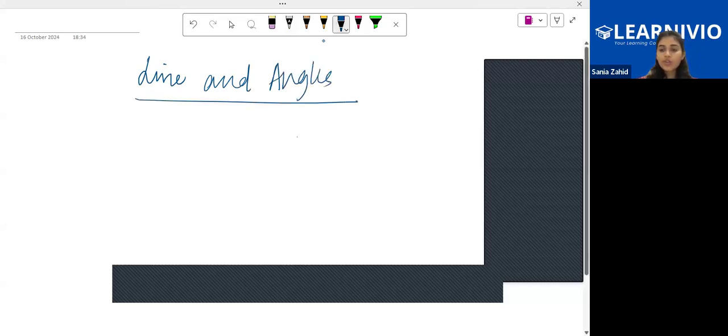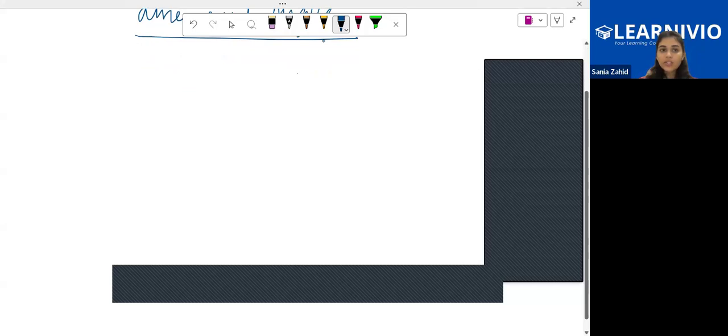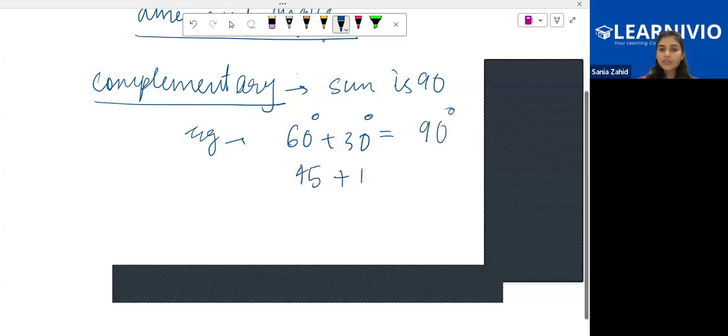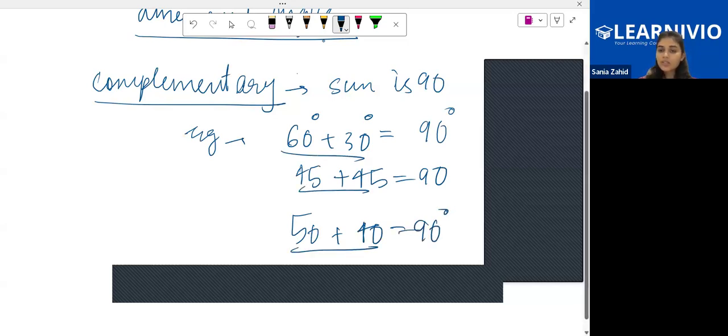See. So first of all, I taught you what are complementary and supplementary angles. Complementary angles are those angles whose sum is 90 degrees. For example, 60 degrees plus 30 degrees is 90 degrees. 45 degrees plus 45 degrees is also 90. 50 degrees plus 40 degrees is also 90. That means all of these are complementary angles, right?